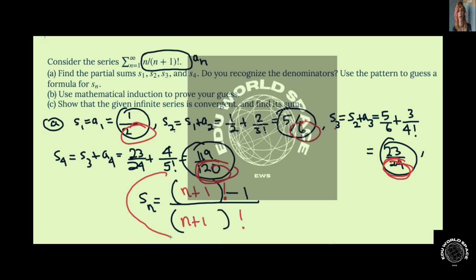So to verify that this formula is correct, we'll go ahead and use part B here. This is a mathematical induction. So let's go to the next page and actually verify that this formula is correct. And before we do that, just recall that our value for S1 was 1/2. So let's go to the next page. So we're claiming that Sn is n plus 1 factorial minus 1 over n plus 1 factorial.